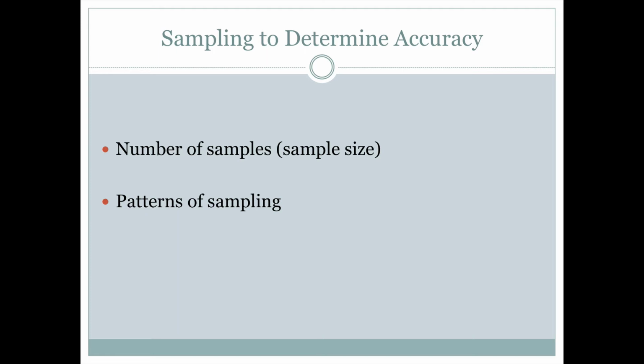Of course, when we're doing an accuracy assessment of an image classification, we can't visit every single pixel that we've classified and see if we're right. So we need to sample the data.